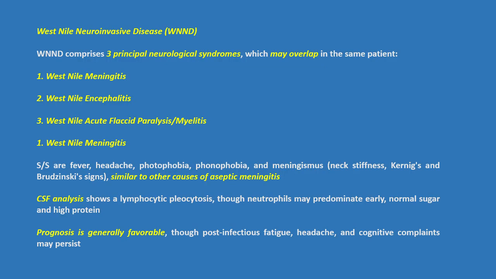West Nile virus neuroinvasive disease. This comprises 3 principal neurological syndromes which may overlap in the same patient: West Nile meningitis, West Nile encephalitis, and West Nile acute flaccid paralysis/myelitis. West Nile meningitis: the signs and symptoms are fever, headache, photophobia, phonophobia, and meningismus. Similar to other causes of aseptic meningitis, CSF analysis shows lymphocytic pleocytosis, normal sugar, and high protein. Prognosis is generally favorable, though prolonged post-infectious symptoms may be noted.